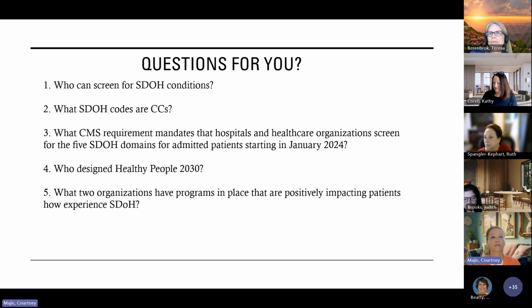And question number 5, what 2 organizations have programs in place that are positively impacting patients who experience social determinants of health? Permanente is one of them. I can't remember the other one. Boston Medical Center, I think. Yes. All right. So you guys did good.